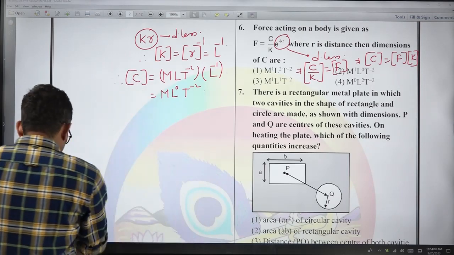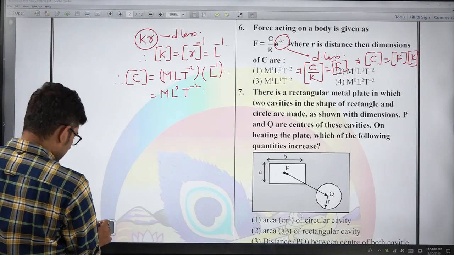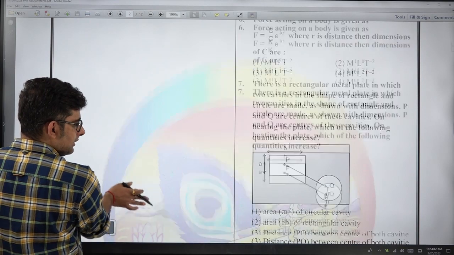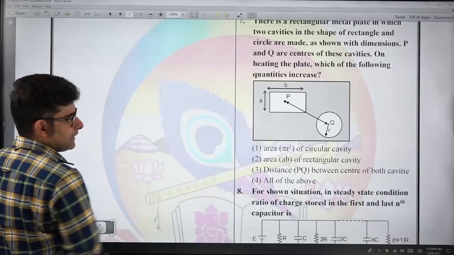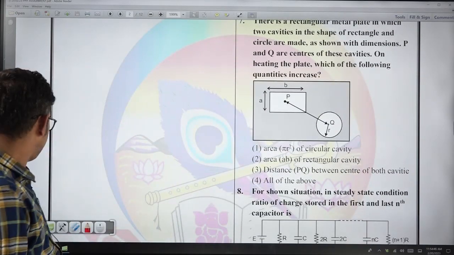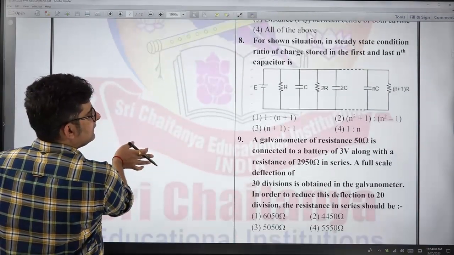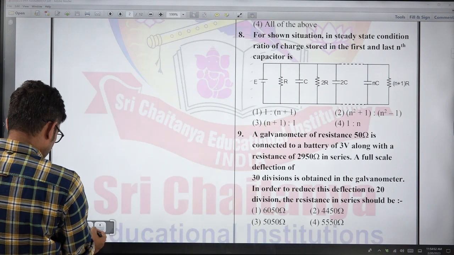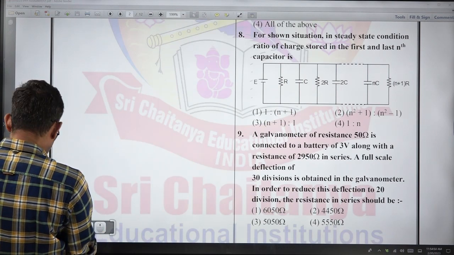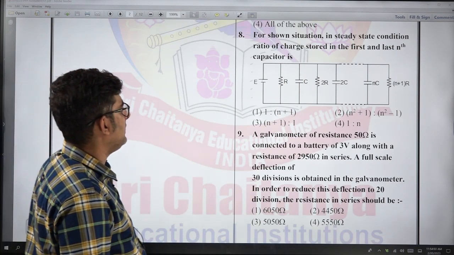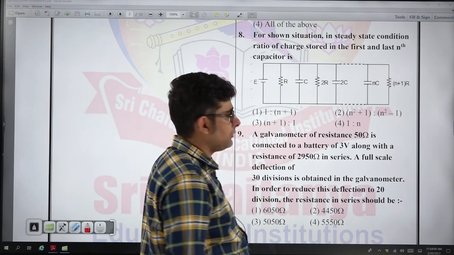So let's check what options they have given. 3 options are visible. Let's quickly check the last one, all of the above. So we can say that it is all of the above, right? So nothing to worry about that. Let's come to the next, visibly tough question, but let's see whether it is tough or not.